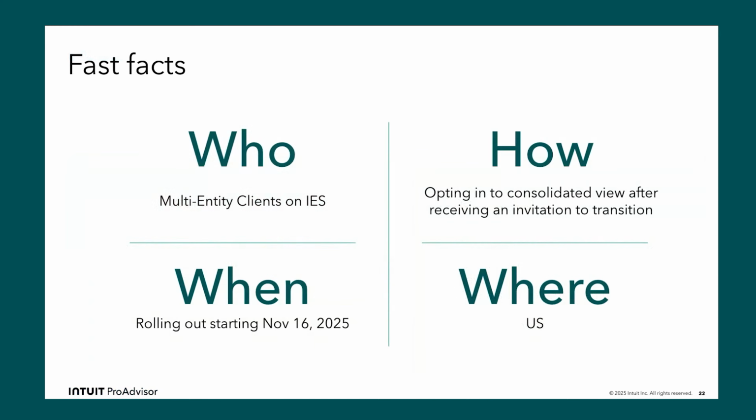So who is this for? This is for all the clients of multi-entity on IES. How can you get it? We are rolling out on a phase-by-phase basis. You should be receiving an email soon. And by the end of January, we'll be rolling out all your clients onto the new experience. And this is right now for the US only.